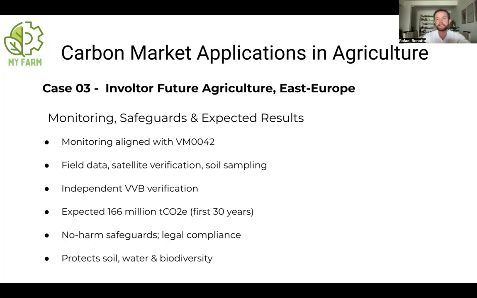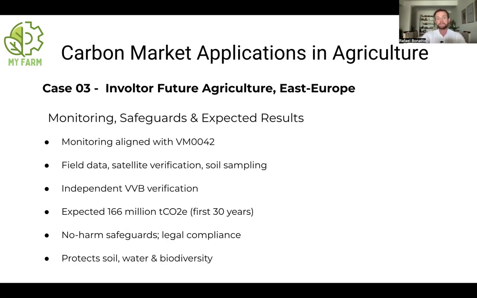Regarding the monitoring, safeguards, and expected results, the monitoring is totally aligned with the VERRA ALM, Agriculture Land Management methodology, which is called the VM0042. They go after field data by collecting soil, collecting information on the ground level, by using satellite verification, by doing soil sampling, like I said. They do satellite verification, checking the images back 7 years ago, back 10 years ago, back 3 years ago, comparing to today, compared to the future, so they can monitor using satellite verification, which is very interesting.